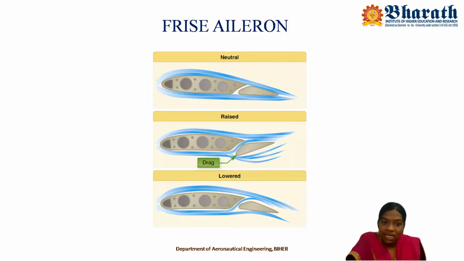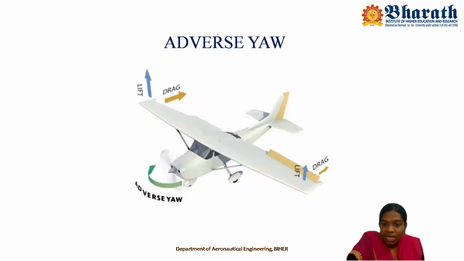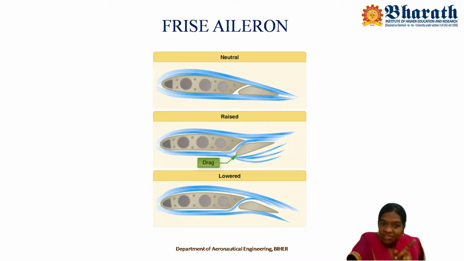So this actually happens in the left wing. In the left wing only, it is deflected upwards. When this aileron is deflected upwards, what happens? Some part of the aileron is projected outwards. Because of this, there may be an increase in the profile drag.